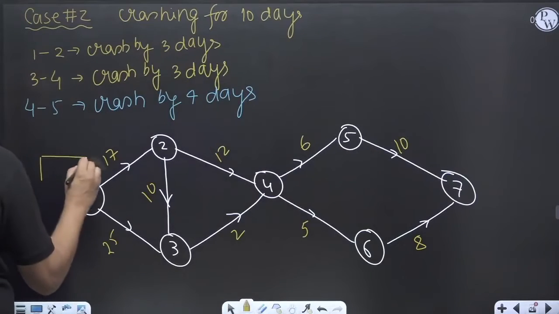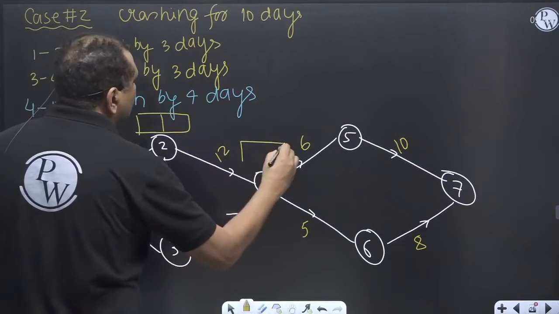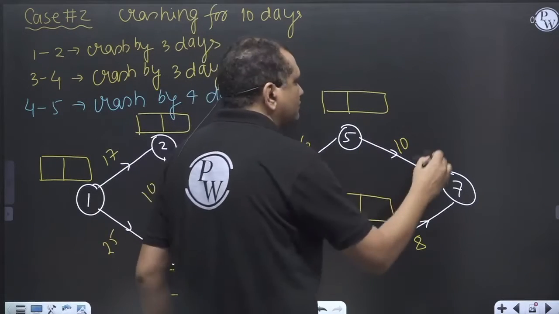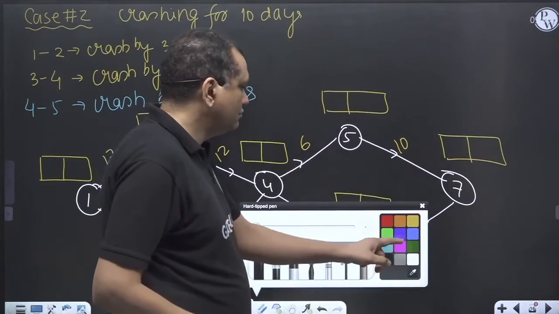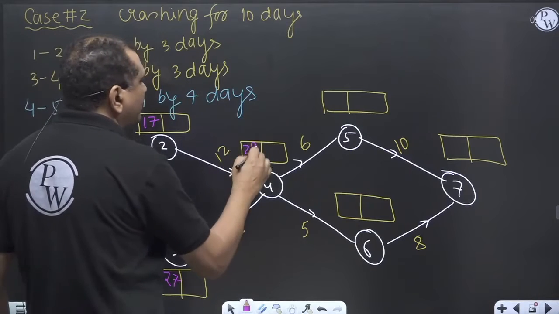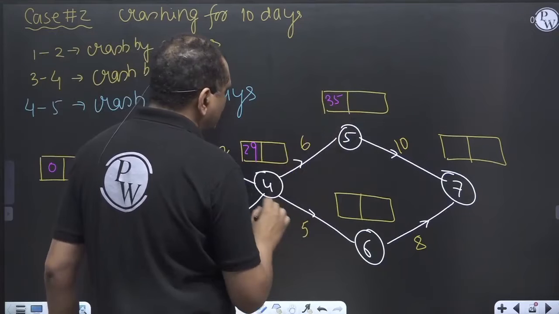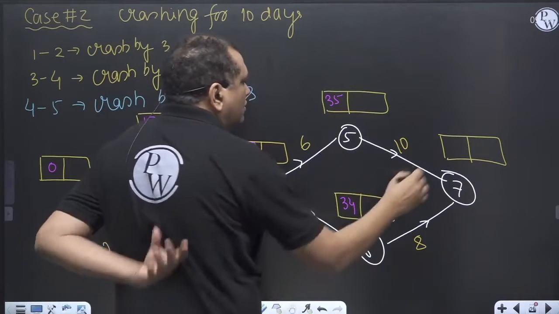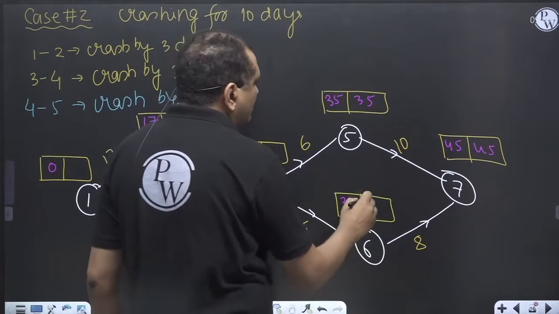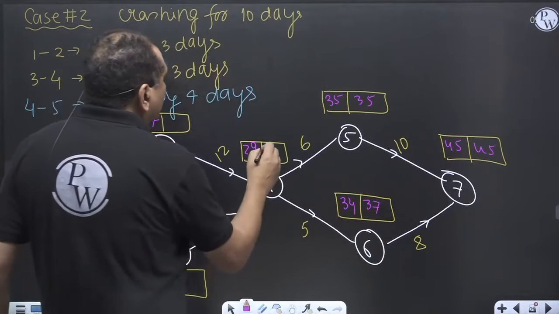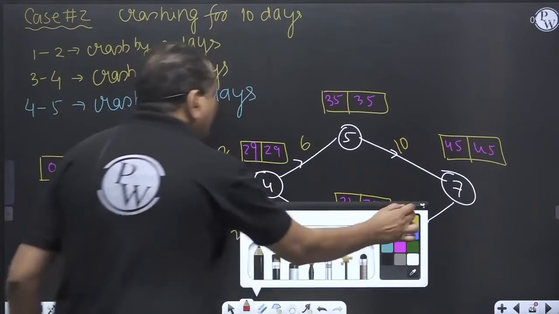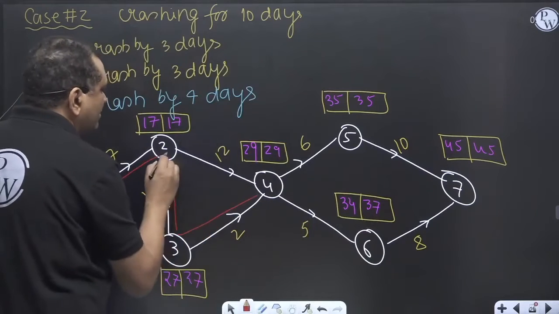Do the forward and backward pass. 0, 17, 27, 29, plus 6, 35, 34, 45. 45 and 35, minus 8, 37, 29, 27, 17 and 0. Now critical activities. This is a critical path. This is also a critical path.